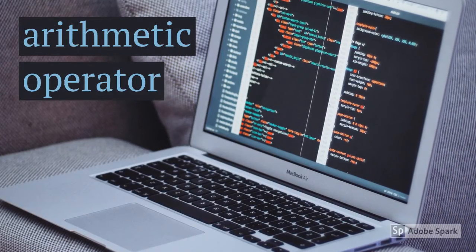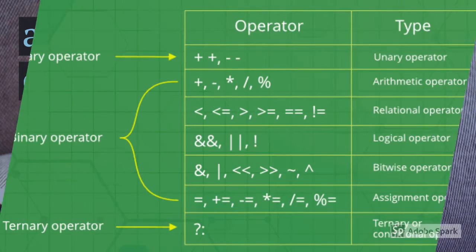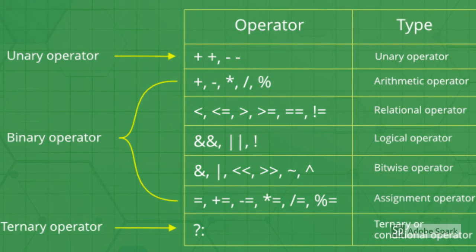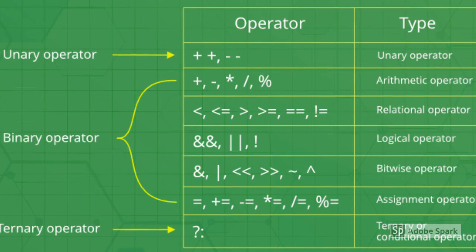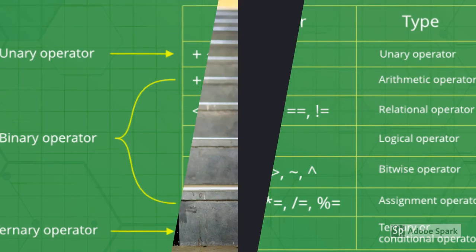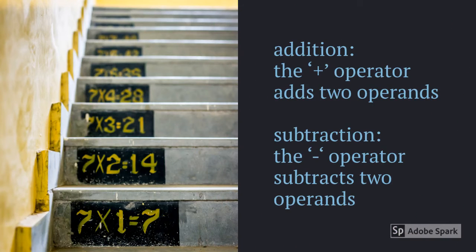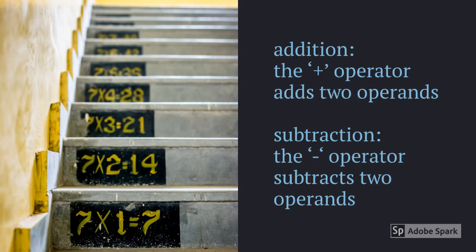On to the next discussion, arithmetic operators. Arithmetic operators are used to perform arithmetic or mathematical operations on operands. The first 2 binary operators are addition and subtraction. The plus sign operator adds 2 operands, and for subtraction, the minus sign operator subtracts 2 operands.